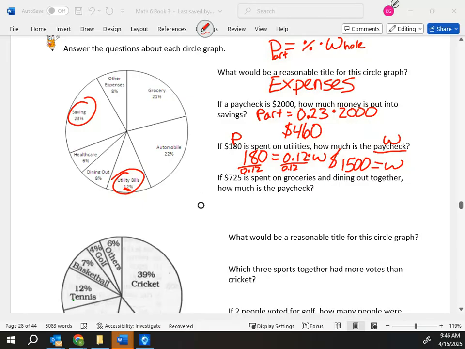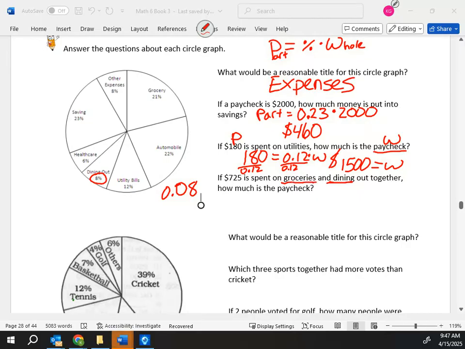So now, $725 is spent on groceries and dining out together. How much is the paycheck? So what do I have to do for this one? Got it? 0.8. If it's 8%, it's 0.08. Okay, so I wrote that down. Now what, Bennett? 0.08 is my dining out.